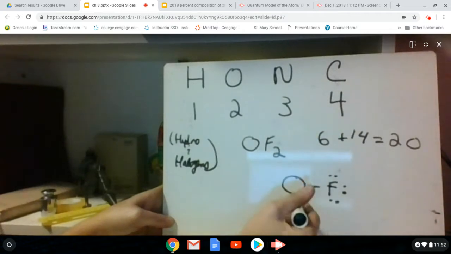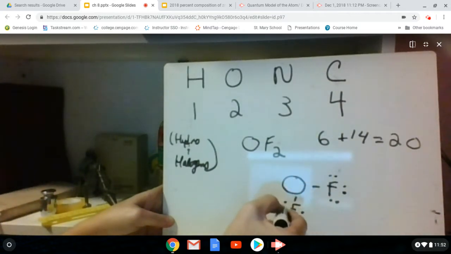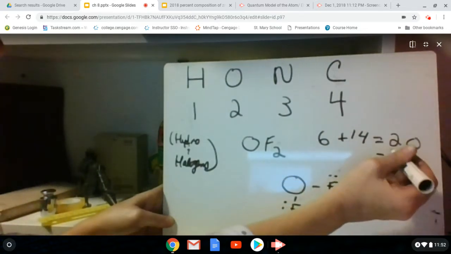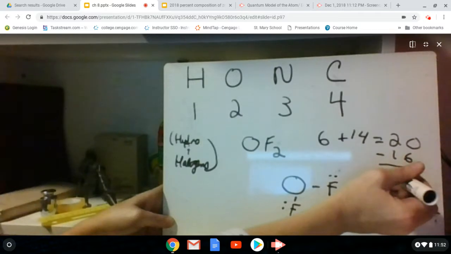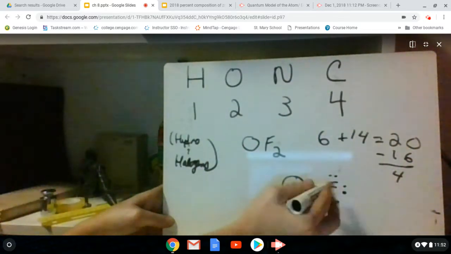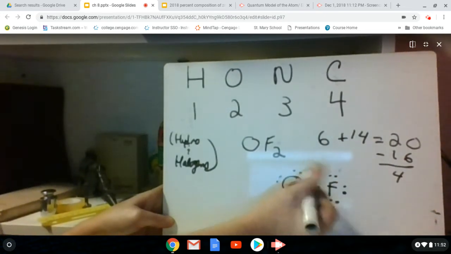Okay, now the fluorine's happy, and we've used a total of 2, 4, 6, 8, 10, 12, 14, 16 electrons. So 20 minus 16 is 4. Where are those extra 4 electrons going to go since these are completely filled? 1, 2, 3, 4.